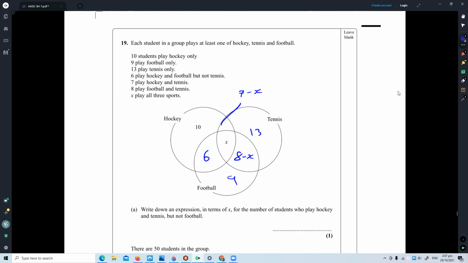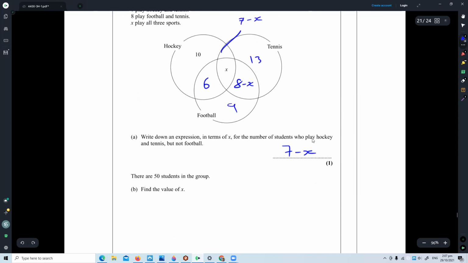Write down an expression in terms of x for the number of students who play hockey and tennis, but not football. Hockey and tennis, but not football. Oh, I think I just did 7 minus x. Okay. There are 50 students in the group. Find the value of x. So all of this adds up to 50. So I just need to add it up nicely.